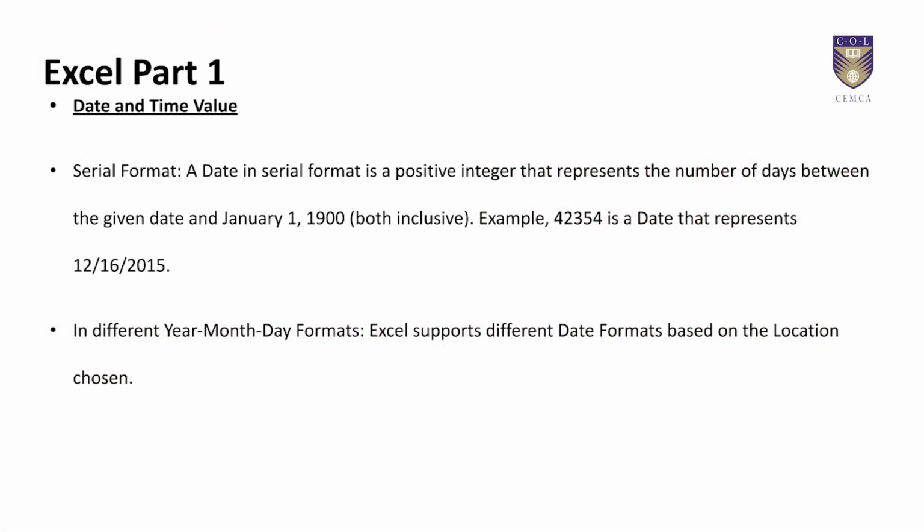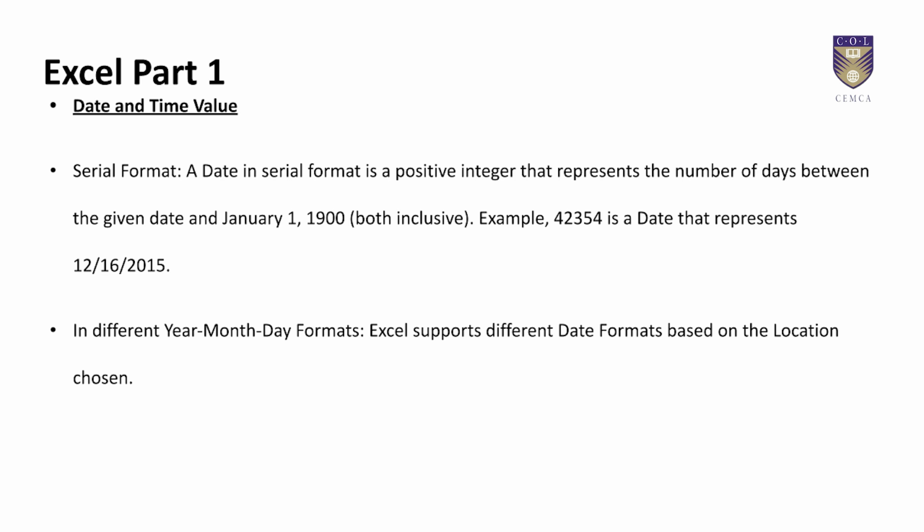So in Excel, date and time basically appears in two formats. One is the serial format. In this serial format, a date is nothing but a positive integer that represents the number of days between a given date and the 1st of January 1900. That is a default that Excel takes into consideration. And remember, in this case, both the days are inclusive. So for example, as you can see on the screen, a number say 42354 is actually a date that represents 16th of December 2015, because if you calculate this particular date from 1st of January 1900, you get that many days that have passed in between.